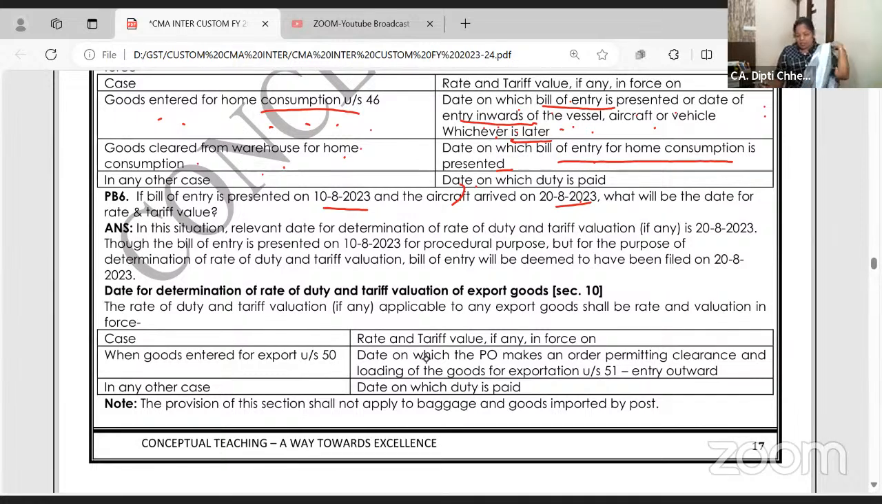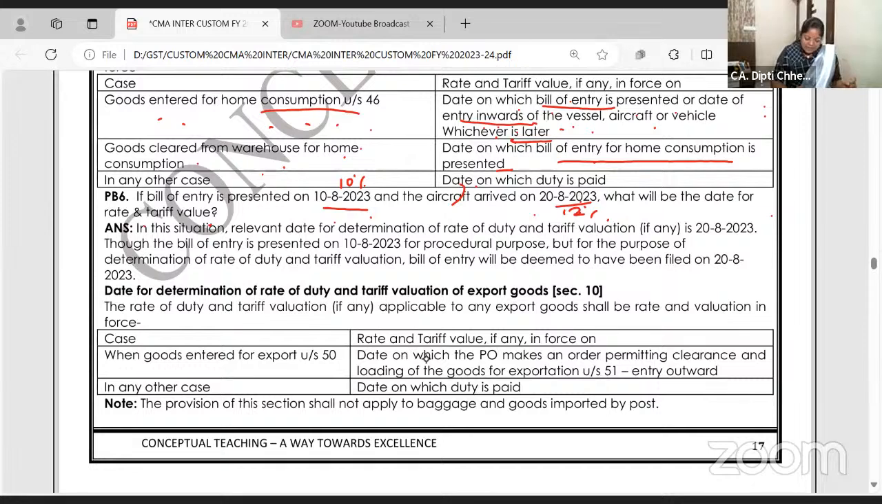Okay, let us start now. Customs duty part. Check this question. If the bill of entry is presented on 10th of August and the aircraft arrives on 28th of August. So the bill of entry you have already presented in advance and the aircraft comes later. Then what will be the date for the rate and the tariff? See, on 10th of August the rate may be 10%. Here the customs duty rate may be 12%. Which rate will you take?